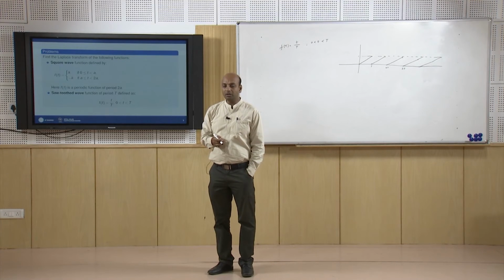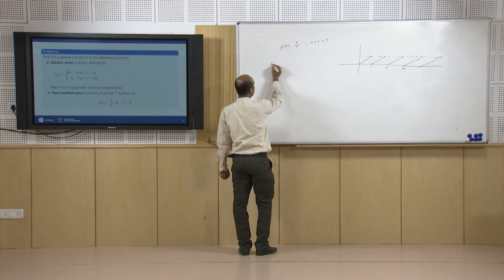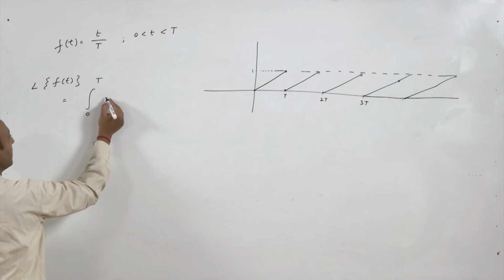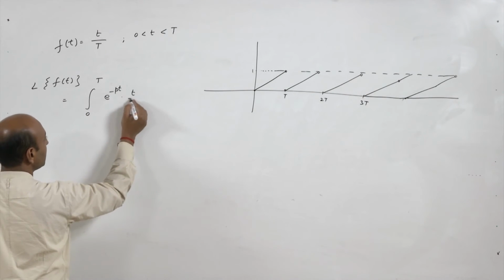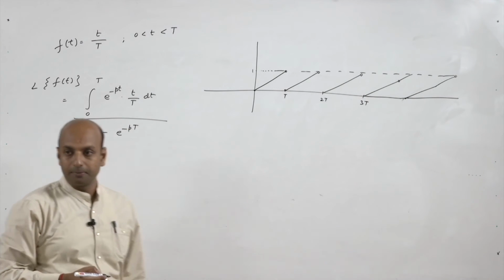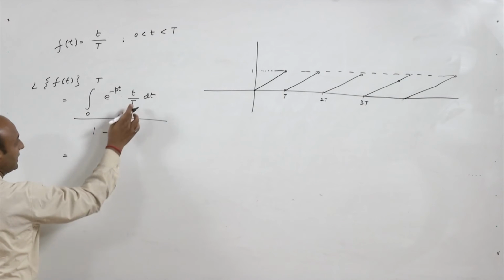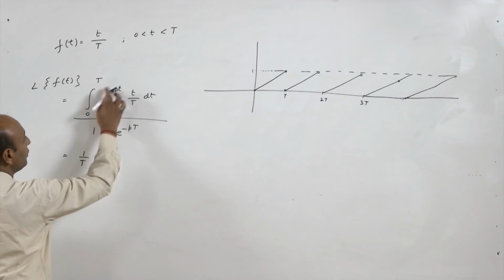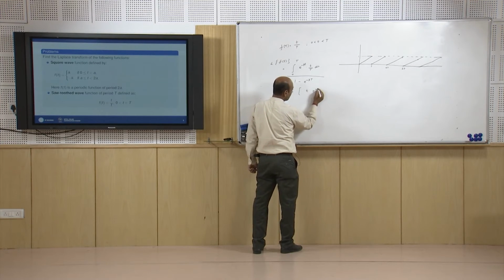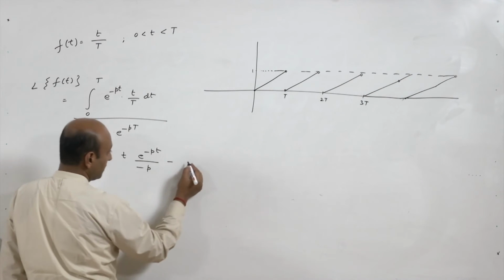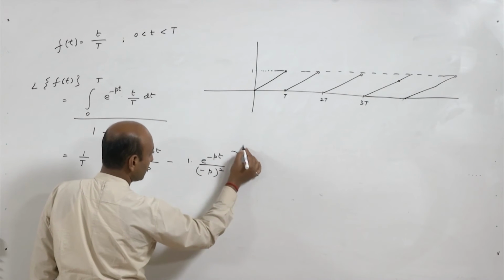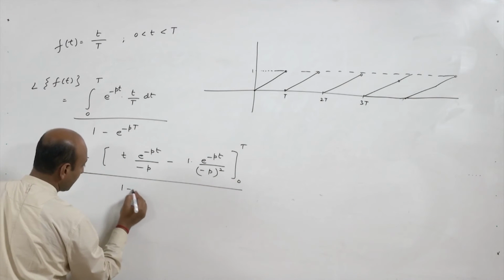Now, how to find the Laplace of this function? Again, we can use the same formula. Laplace of f(t) will be nothing but the integral from 0 to capital T of e^(-pt) f(t), where f(t) is t upon capital T, dt, times 1 upon 1 minus e^(-pT). Okay. This capital T is a constant and will come out, and to integrate this we will use integration by parts. So, the expression is t into e^(-pt) upon minus p, minus 1 into e^(-pt) upon minus p squared, from 0 to capital T, and the whole thing divided by 1 minus e^(-pT).